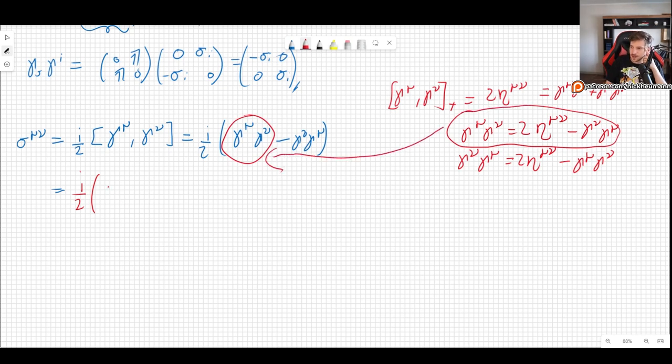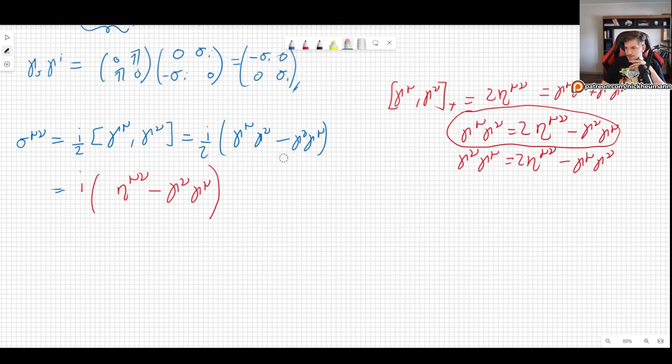So this will be 2 times eta mu nu minus gamma nu gamma mu, minus gamma nu gamma mu. So we get 2 times gamma nu gamma mu. So the 2s will cancel out. So this cancels out with the 1/2. And this is one way of writing down this matrix.